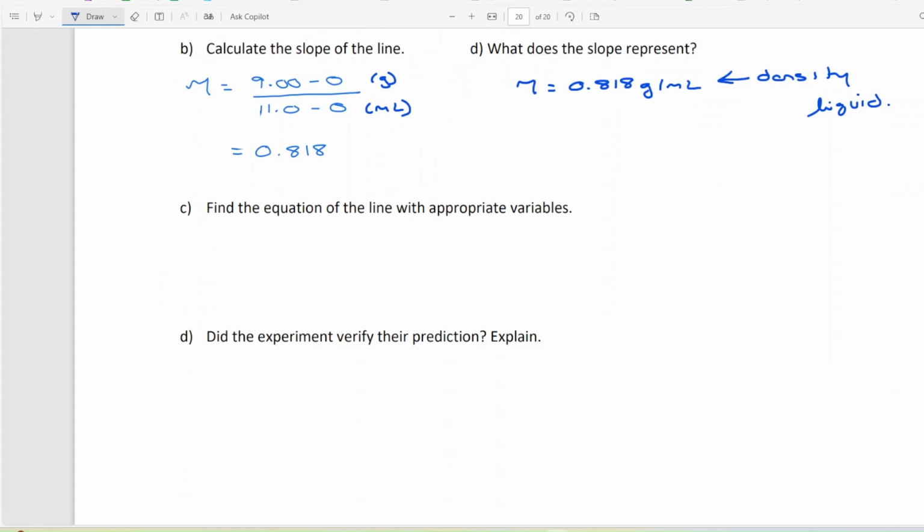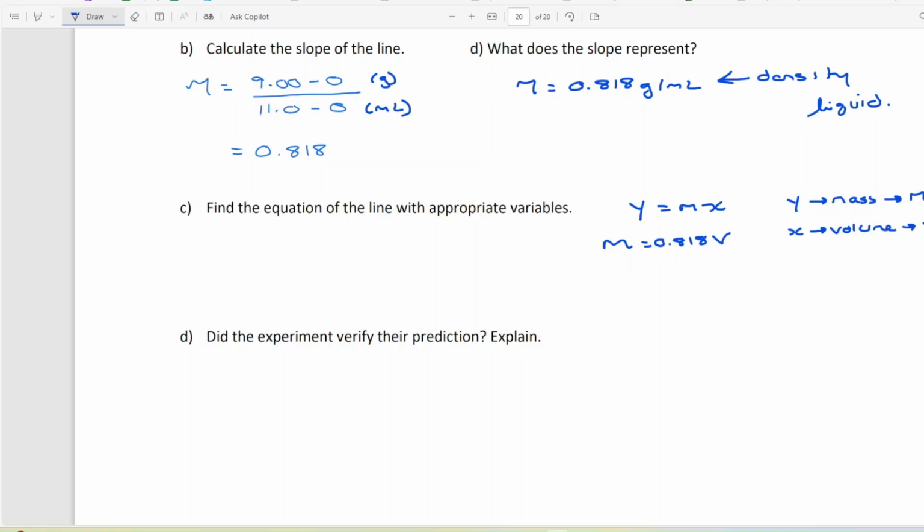Then we're going to find the equation with the appropriate variables. So my equation is y equals mx, where the y value is representing my mass. So the y is mass, and we will give it an m. And the x is representing volume, and we'll give it a v. So mass is equal to 0.818 times the volume.